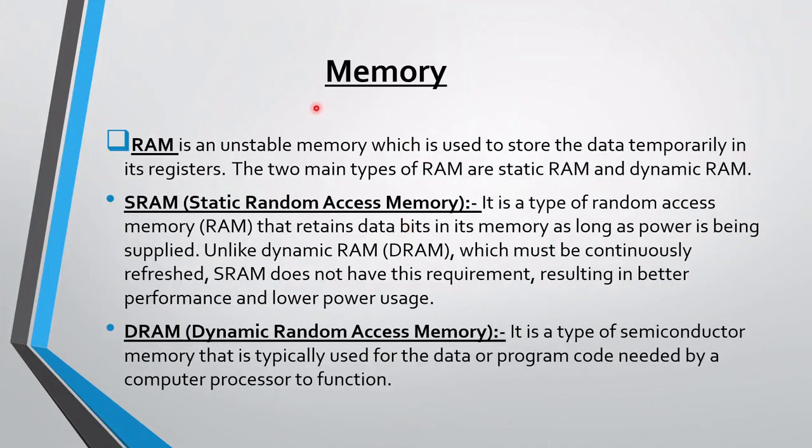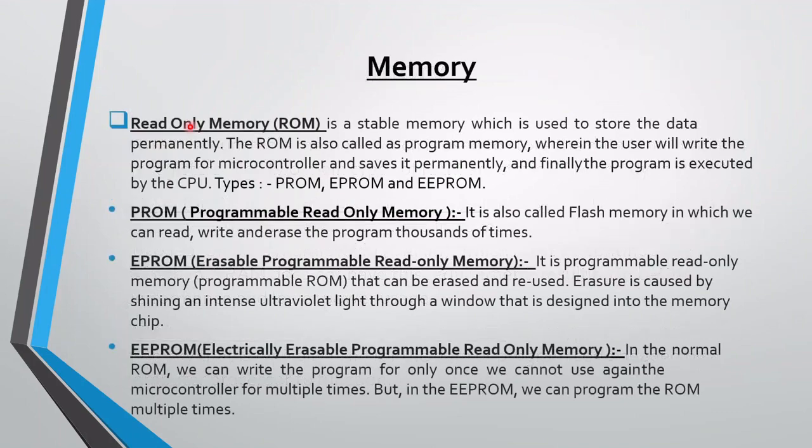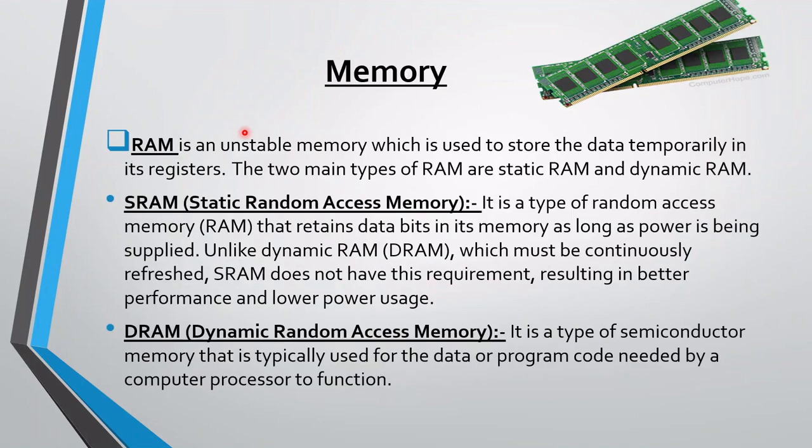Next, we come across memory. There are two types of memory, that is random access memory, RAM, and ROM. So first we talk about RAM. RAM is an unstable memory which is used to store the data temporarily in its registers. The two main types of RAM are static RAM and dynamic RAM.